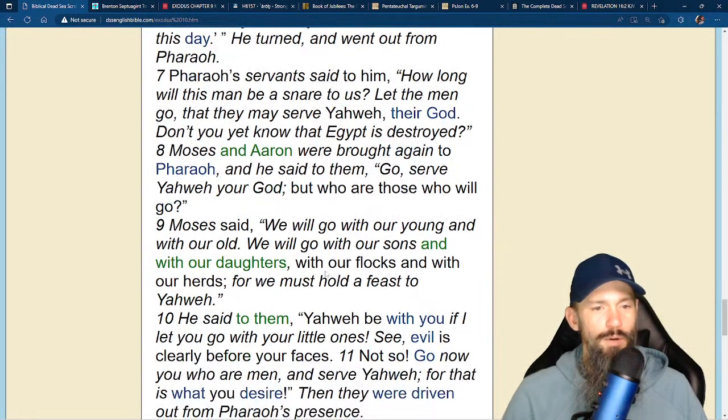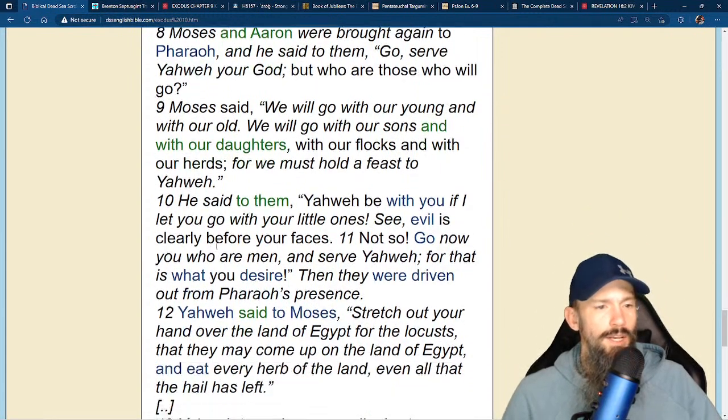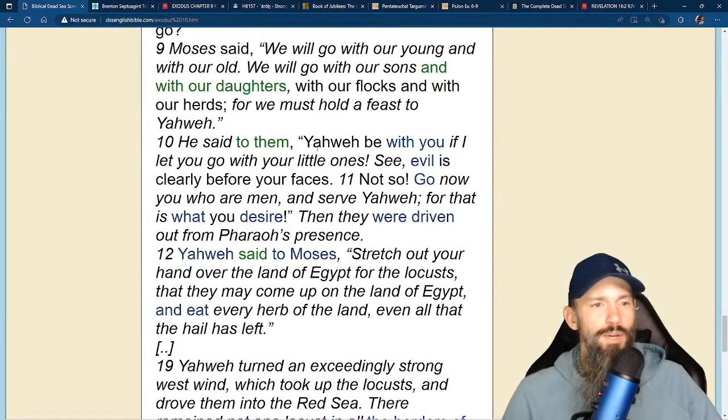Moses said, We will go with our young and with our old. We will go with our sons and with our daughters, with our flocks and with our herds, for we must hold a feast to Yahuwah. He said to them, Yahuwah be with you. If I let you go with your little ones, see evil is clearly before your faces. Not so. Go now, you who are men, and serve Yahuwah, for that is what you desire. Then they were driven out from Pharaoh's presence.